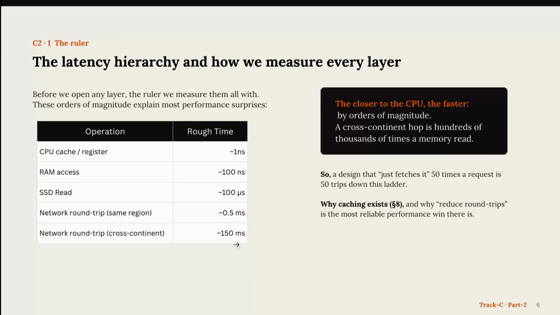Yeah. So what we're trying to say is the closer we do something to the CPU, the faster it is, and the farther we get away from the CPU, the more latency we are going to add. So when we design systems and we say, hey, just fetch the data, imagine if there are 50 requests, it's going to do 50 trips down this ladder. And that's why just fetching this data is not the ideal solution. Maybe we'll have to cache it. We need to reduce the round trips as well. And that's where the layers come into the picture.